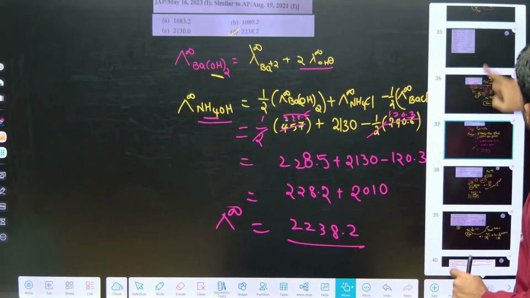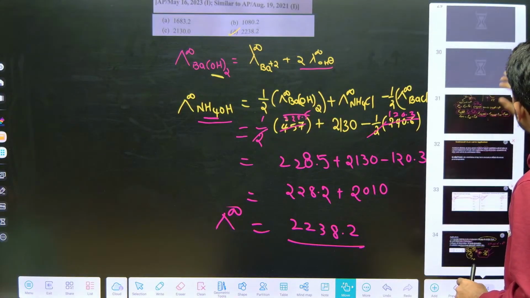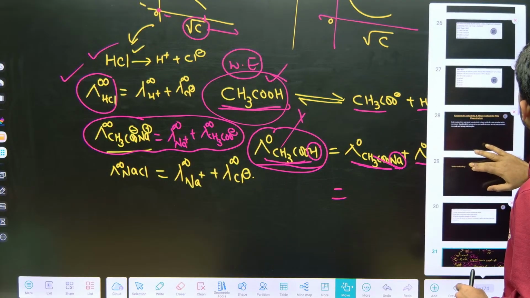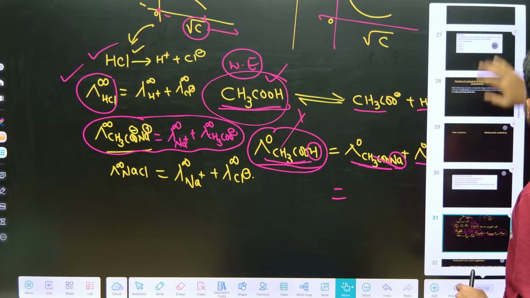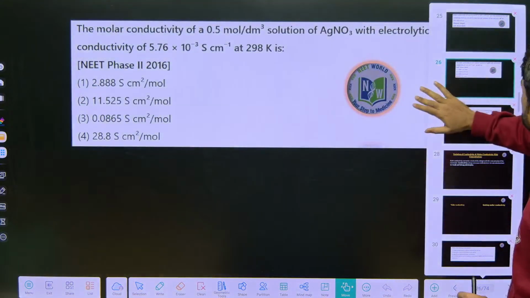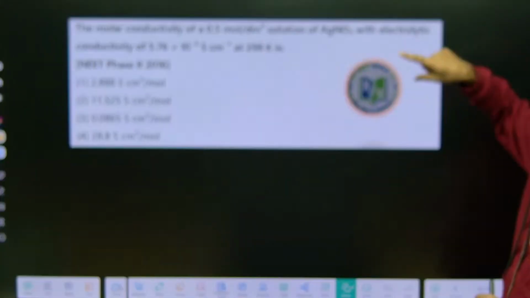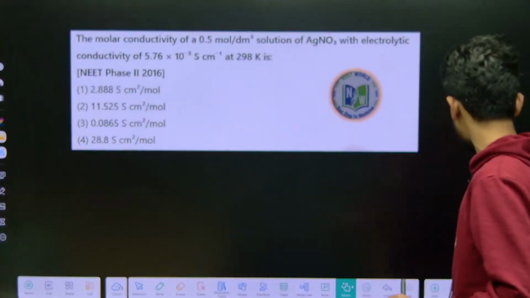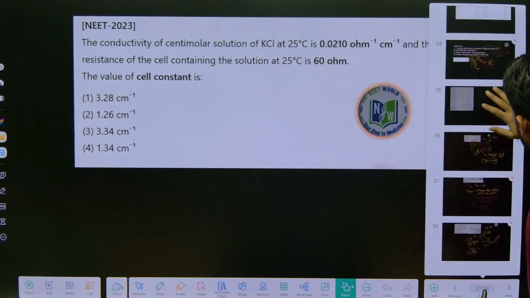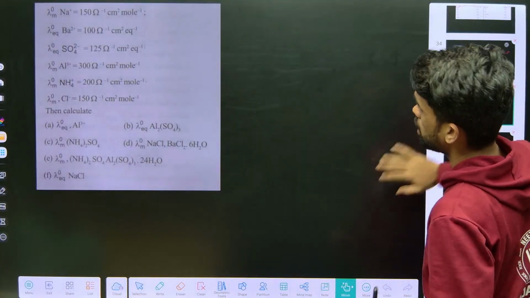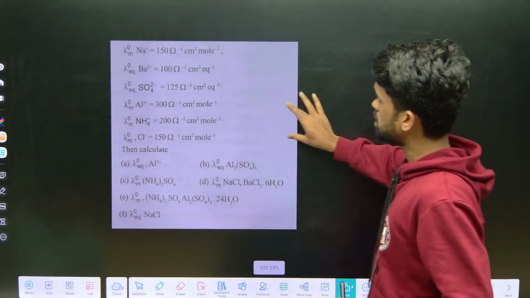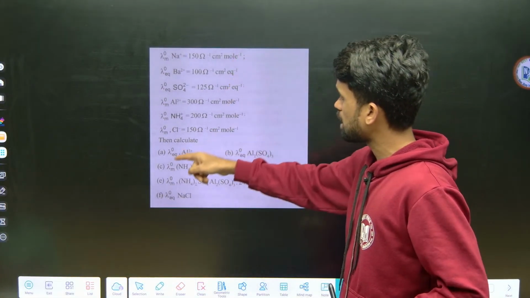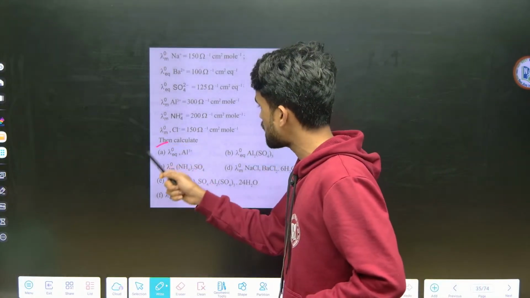A few more questions I just want to add here. These are the questions from yesterday's discussion. You just read them and practice them. If you are unable to answer, just watch the previous live session, yesterday's session. One more question, again from NEET. And next, let me give you a few more things. This is the data of all the ions I am providing. Then calculate, again for practice purposes. Calculate all these things.